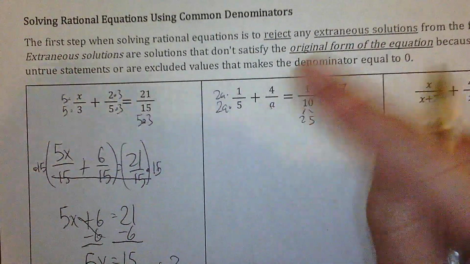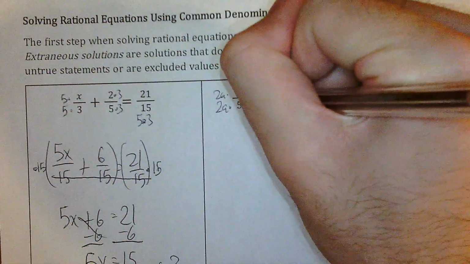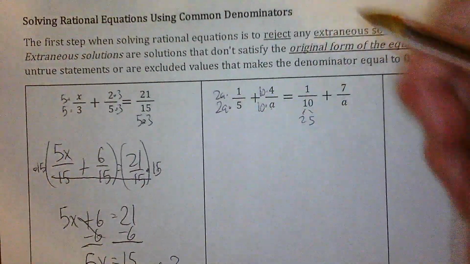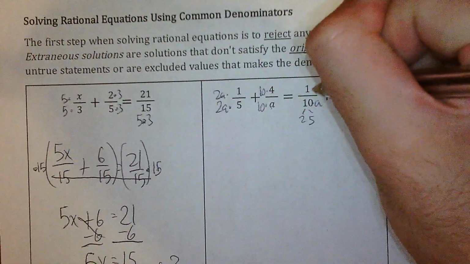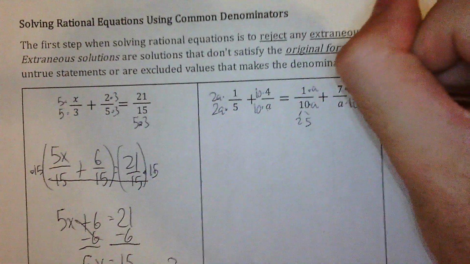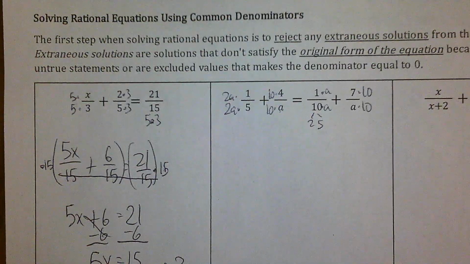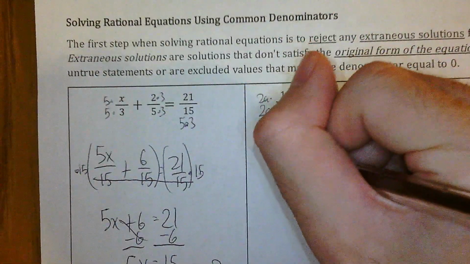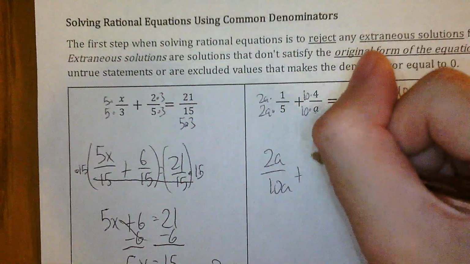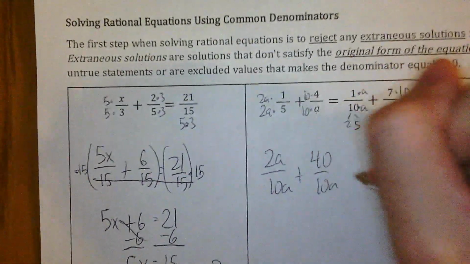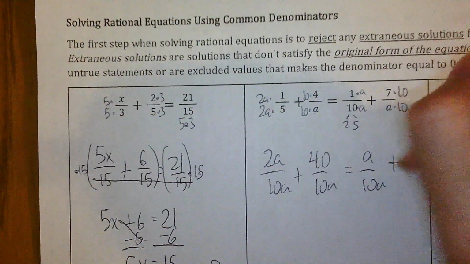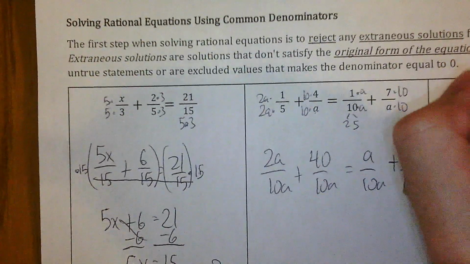This one has A. It's going to need 2 and 5, which make 10. So I'm just going to write the 10. This one has 10. It's going to need an A. This one has an A. It's going to need 2 and 5, just like this one did. So we get new fractions. Now we have 2A over 10A. We have 40 over 10A. We have A over 10A, and this last one is 70 over 10A.